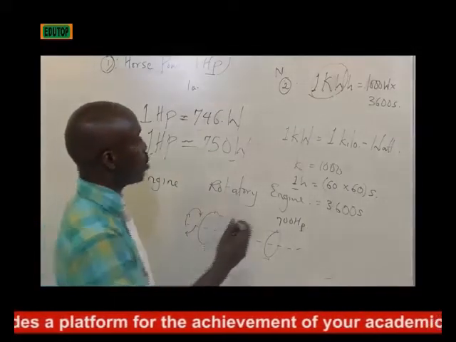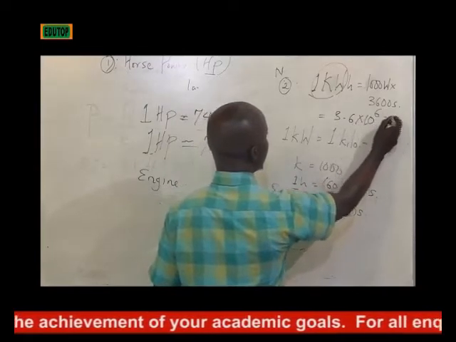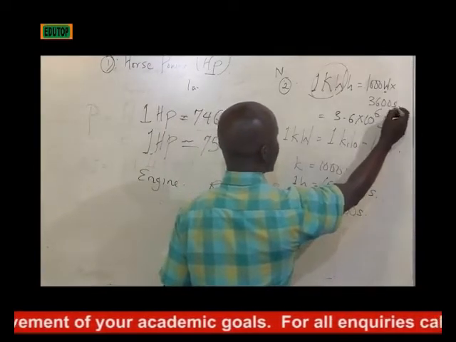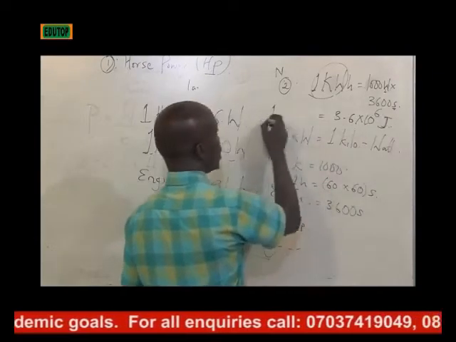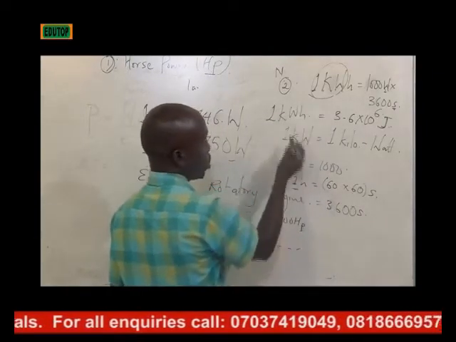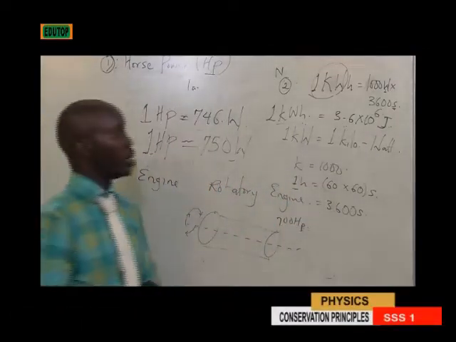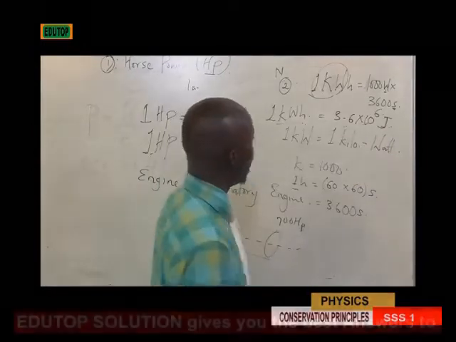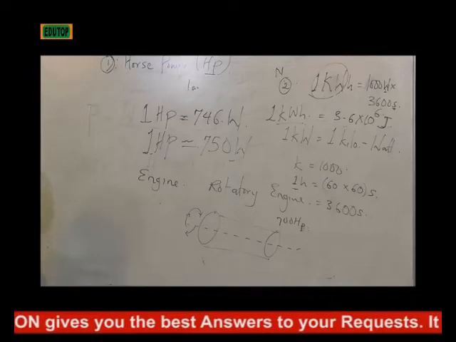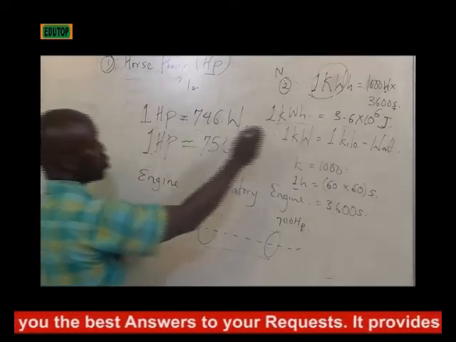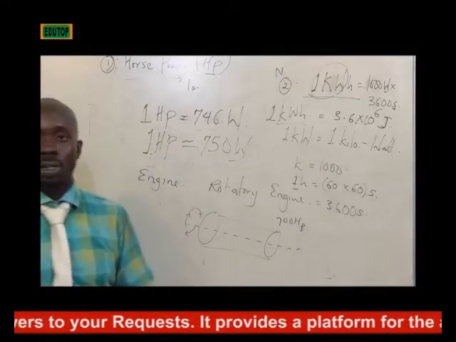So if you are to break it down completely, you have 3.6 times 10 raised to power 6 joules, because there is nothing like watt seconds. At the time you combine these two, you have your joule. So 1 kilowatt hour is the same thing as 3.6 times 10 raised to power 6 joules. So that is breaking down the 2 points I'm emphasizing: number 1, horsepower, and number 2, kilowatt hour. How do you convert kilowatt hour to horsepower?